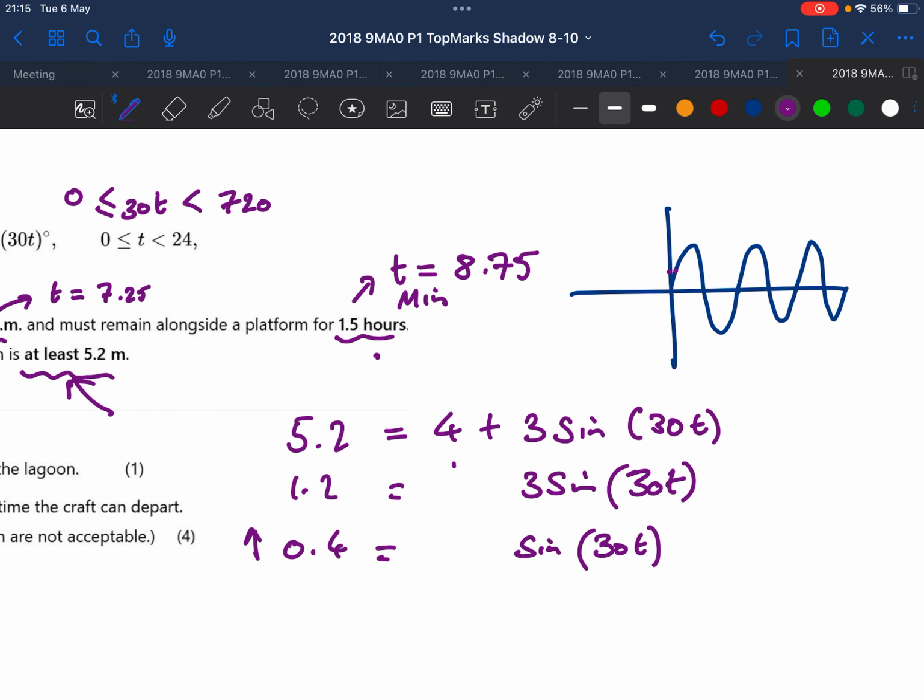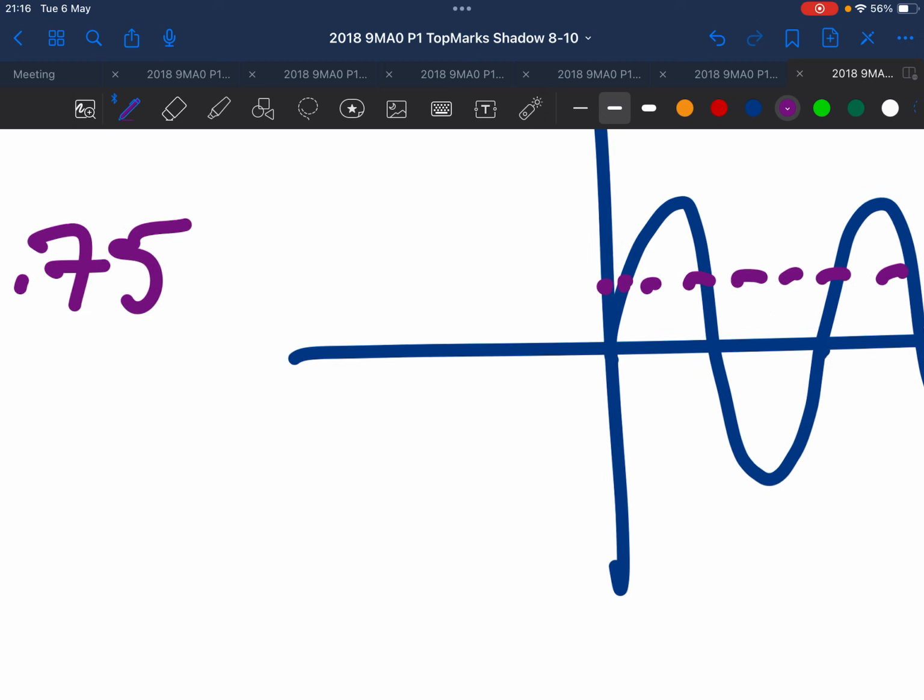So we're looking for sort of 0.4. Now, if I do inverse sine of 0.4, that will give me values of 30t. I'm going to write down my principal value first, which is 23.58. That's the first value my calculator gives back, but it's not just 23, is it?